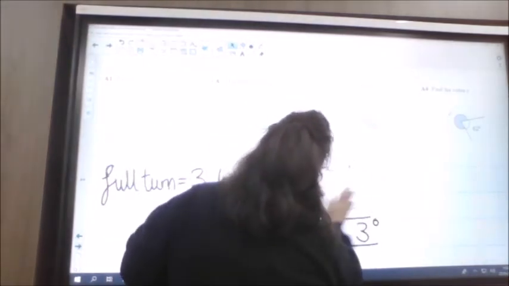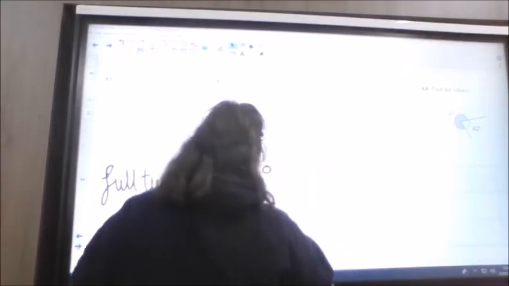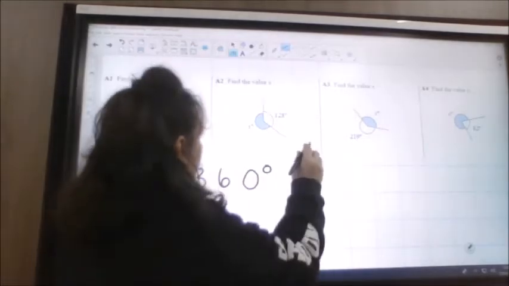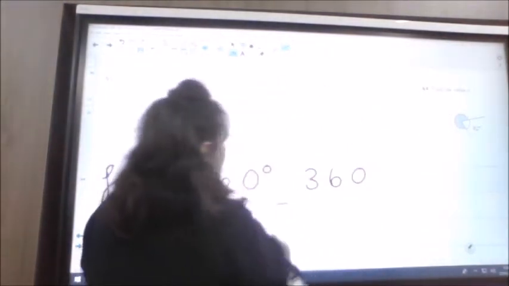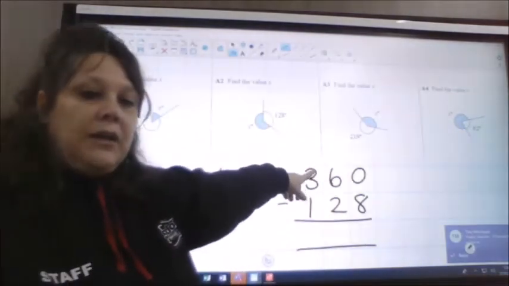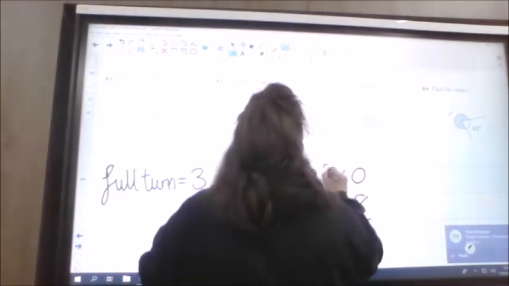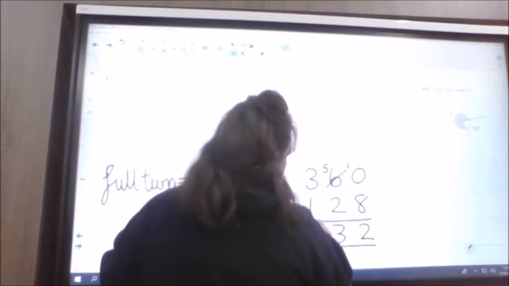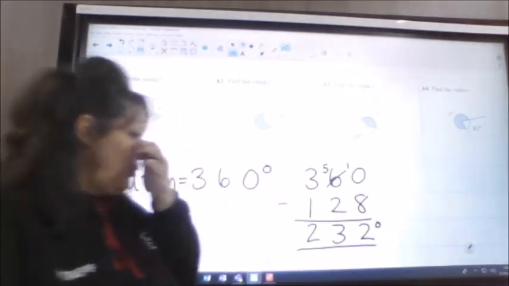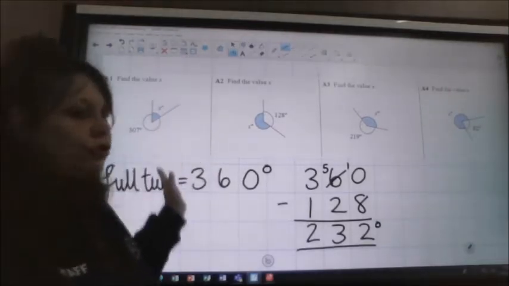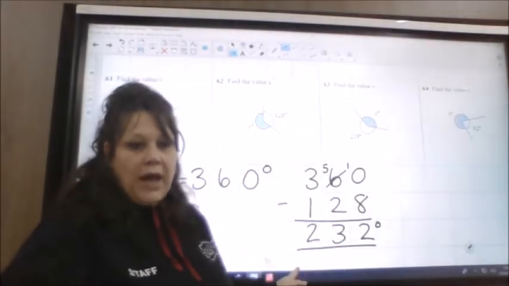Let's have a go at another one then. So the next one along, we've got 128 degrees. What we're going to do is 360, because that's what would be in the full turn. We've got 128 already, but we need to know what the missing one is. So we're going to take away 128. 0 take away 8 we can't do, so knock next door. 10 take away 8 is 2. And 5 take away 2 is 3. And 3 take away 1 is 2. So our missing angle is 232 degrees. Full turn, 360. We need to find the missing one, so we take away from 360.